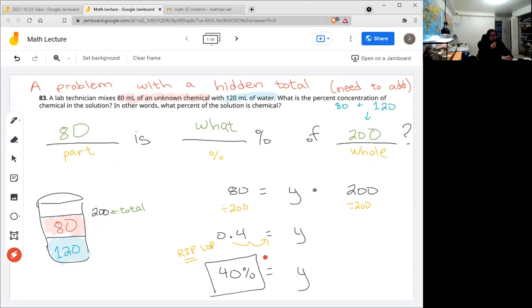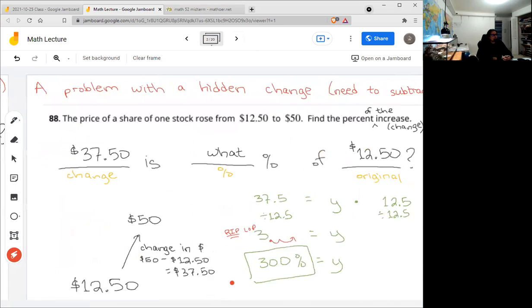I did this one in translate method because that's what my student wanted a moment ago. You could use proportion if you prefer.